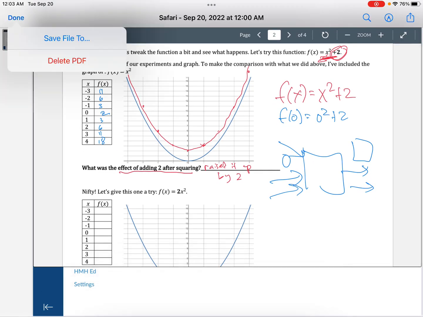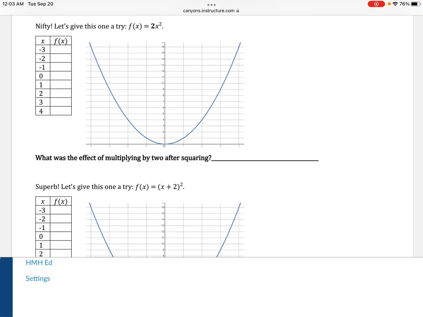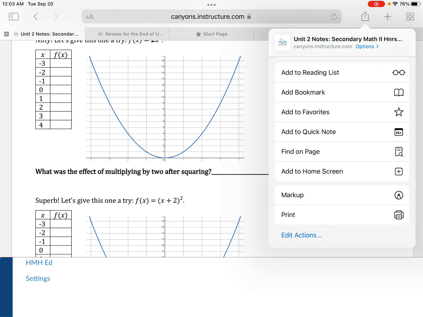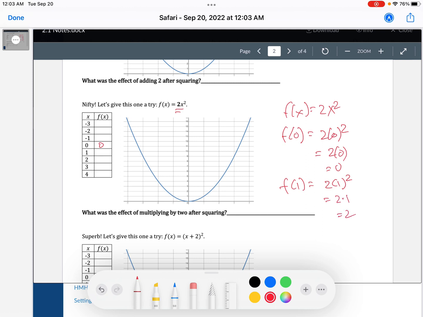Okay, well, let's go and do this next one. Okay, this next one we have 2x squared. So f of x equals 2x squared. Let's try a bunch of things. F of 0 is 2, 0 squared. 0 squared is 0, 2 times 0 is going to be 0. So when x is 0, y is 0. Let's do one more before I turn it over to you. F of 1 is 2, 1 squared. 1 squared is 1, 2 times 1 is going to be 2.